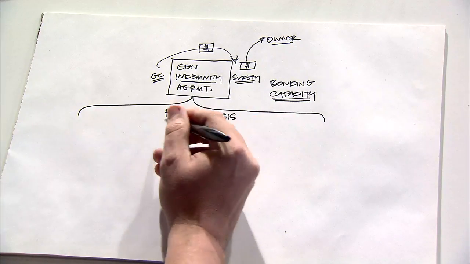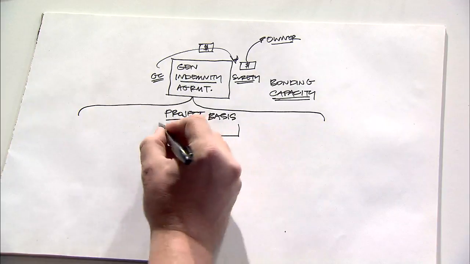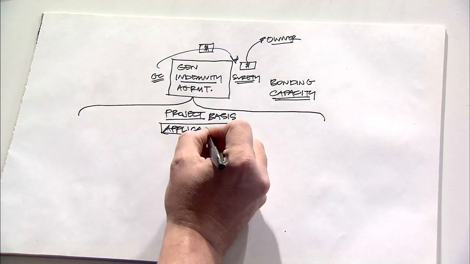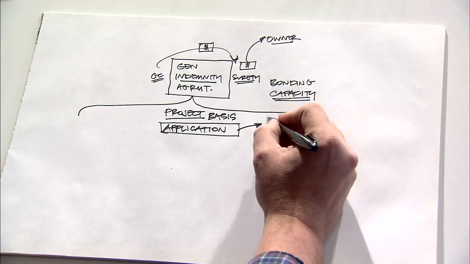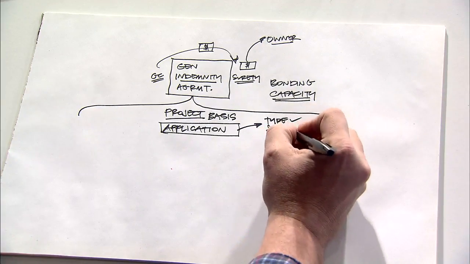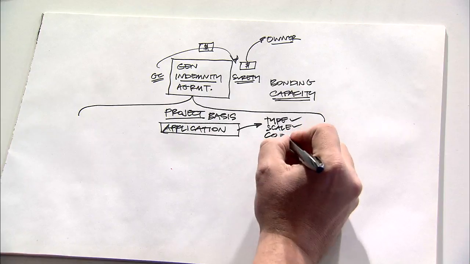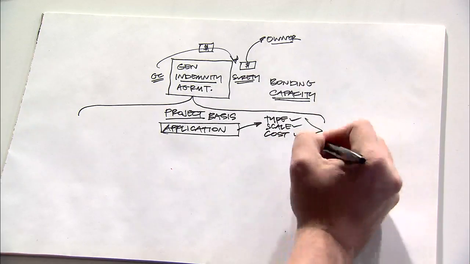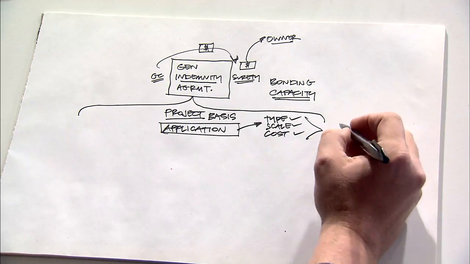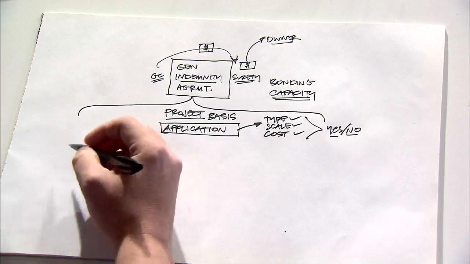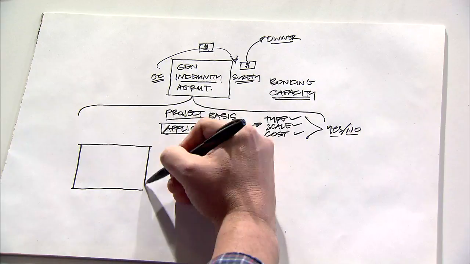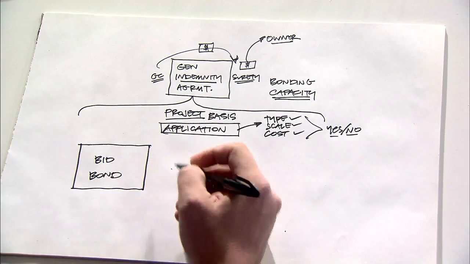So the first step, if a contractor is considering a new project, is that there be some sort of application or some way for the contractor to let the surety know what is the type of project, what is the scale of the project, and what is the tentative cost of the project. And based on that information, the surety would decide if they are willing to underwrite the contractor's bonds for the project. Typically, for most projects that require bonds, the first type that would be written is a bid bond.